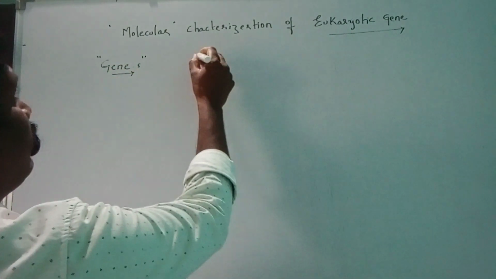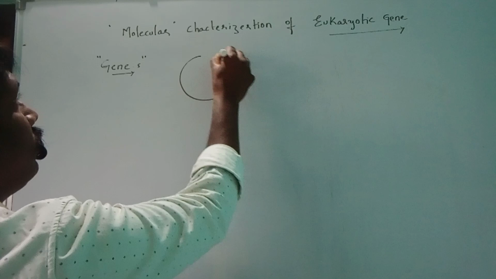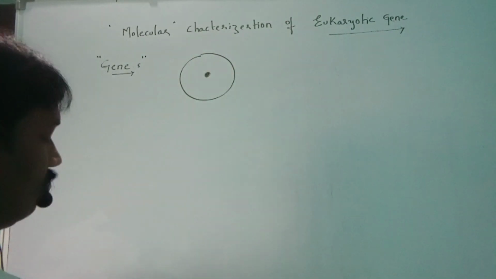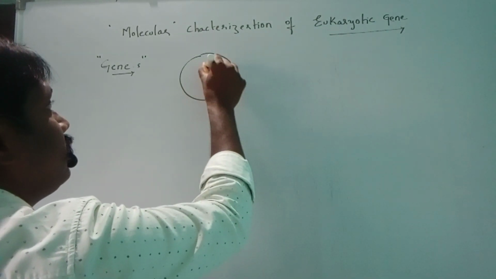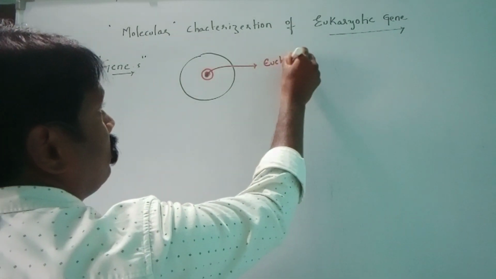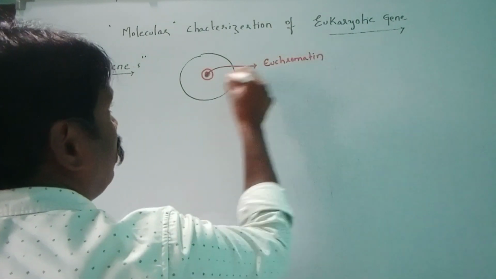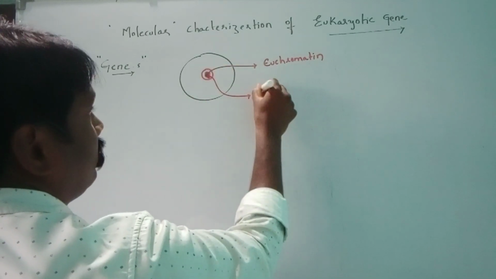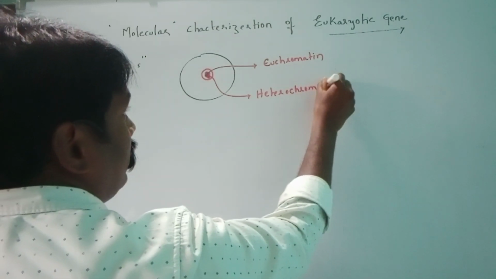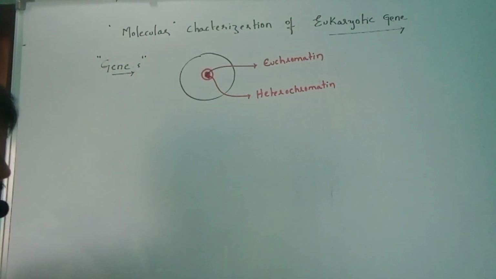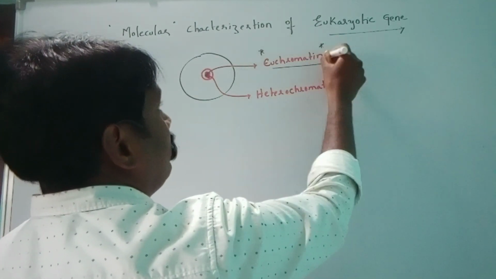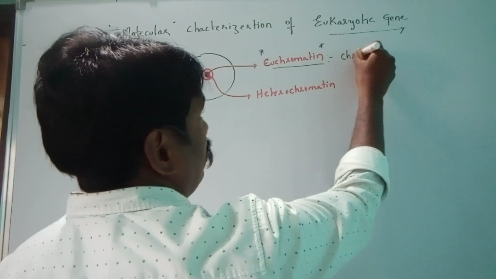Here, when you take the fundamental unit of life that we call a cell, right? In this cell we have two different types of chromatin materials which are hidden inside. One we call euchromatin and another one we call heterochromatin. In euchromatin we find actively participating chromatin material that we call chromosomes.